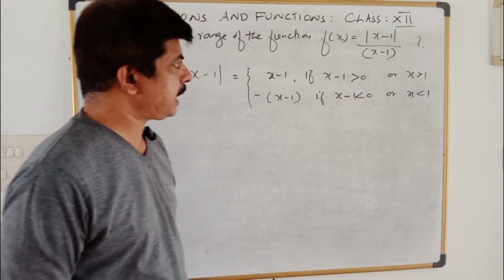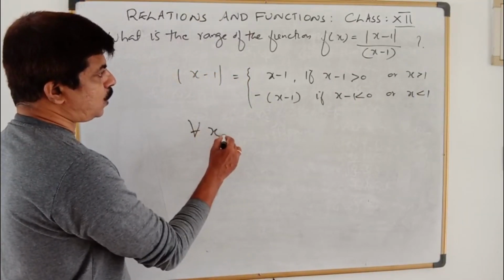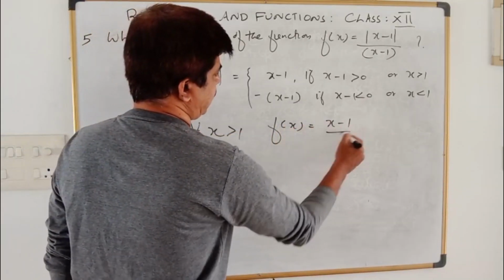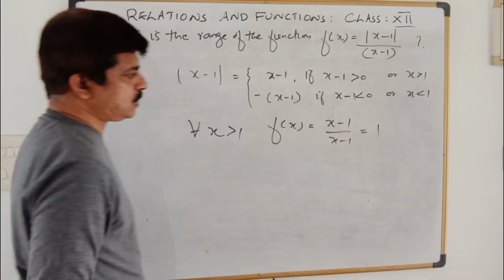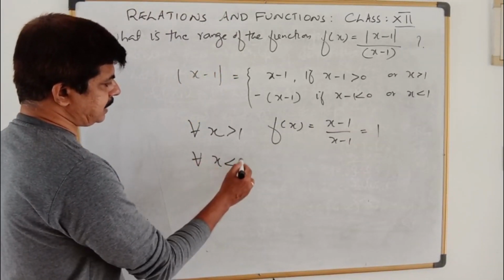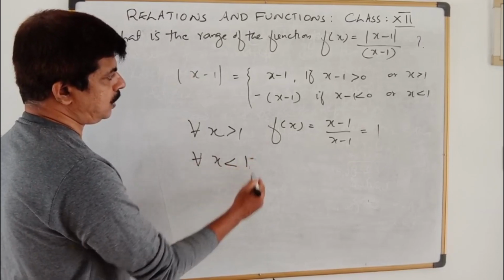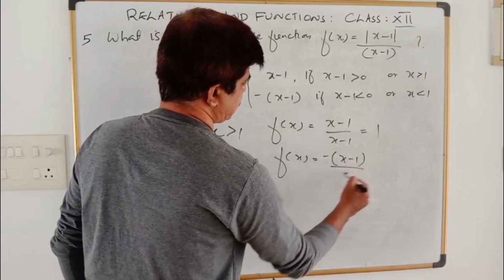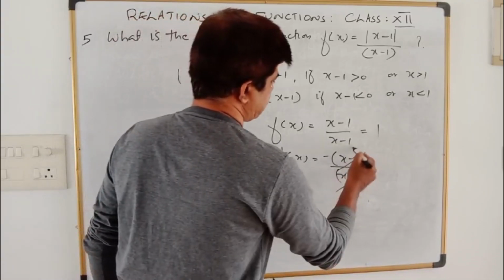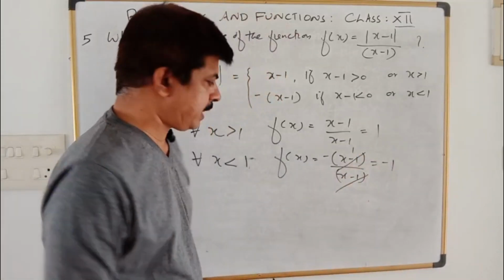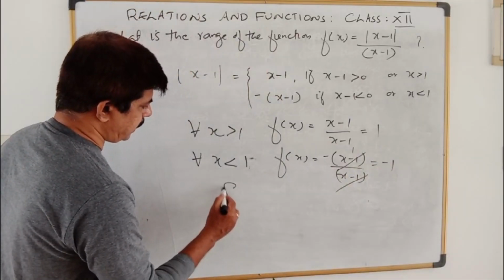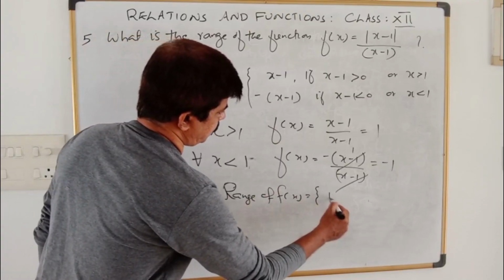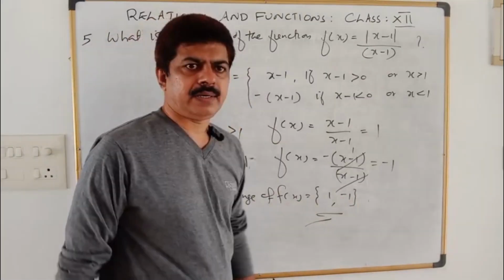Now we have to find the range. For all x greater than 1, how will you find the f of x value? We take x minus 1 by x minus 1, we get the range 1. Now for all x less than 1, what is the modulus function? f of x is equal to minus of x minus 1 by x minus 1. So what is our answer? Minus 1. So what is our range? The range of the function f of x is 1 and negative 1.